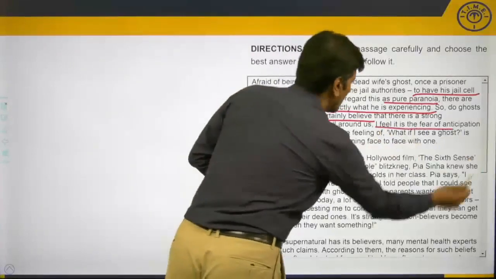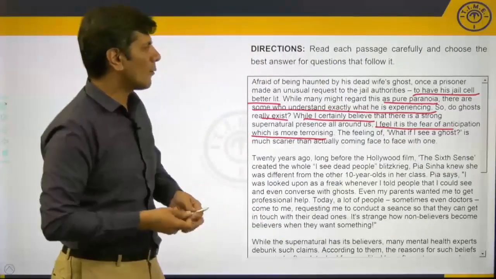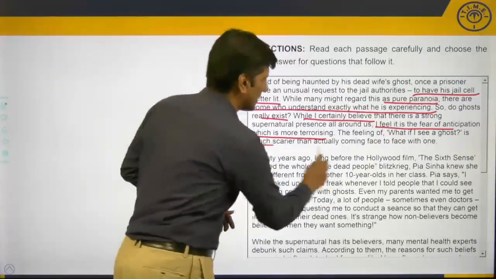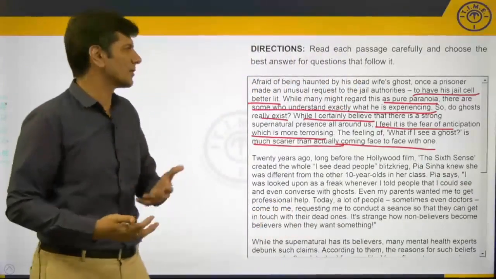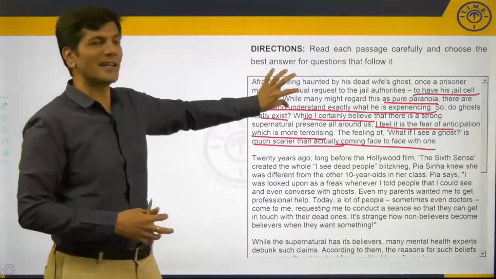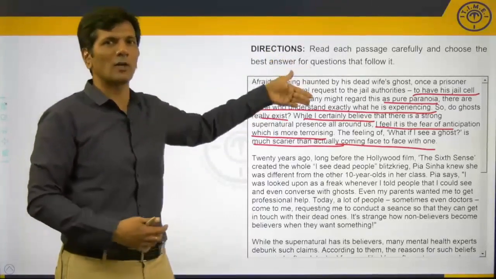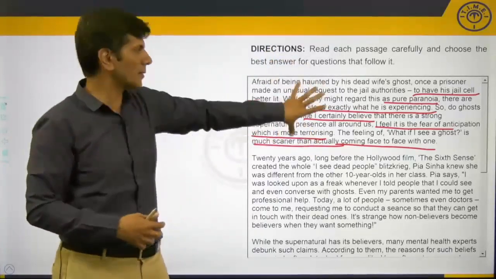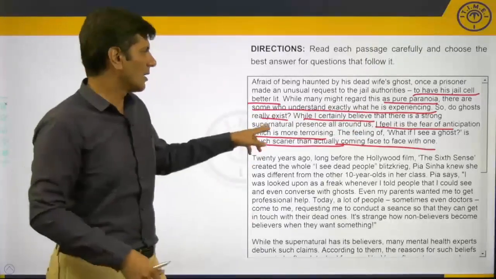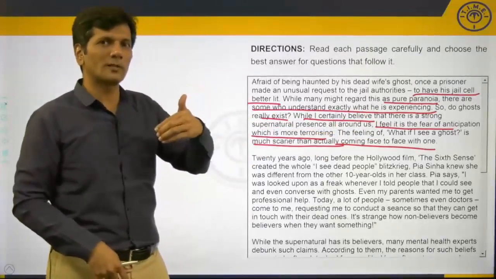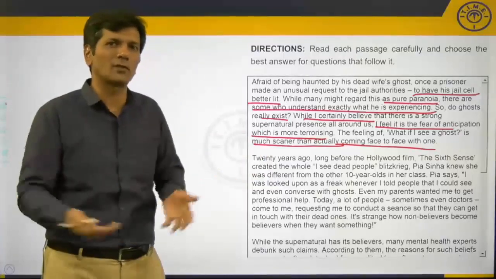While I certainly believe that there is a strong supernatural presence all around us, so here when you notice, while I certainly believe, it's the author now talking to the reader. I feel it is a fear of anticipation which is more terrorizing. The feeling of what if I see a ghost is much scarier than actually coming face to face with one. So what's the key takeaway from the first paragraph? You'll understand that the first sentence is really no more important for us because this is just giving you a background behind what the author is trying to convey to us. So the author wants to convey from this first paragraph that he believes that there is some kind of a supernatural presence, but it's got more to do with the fear. So what fear precedes what? What fear is scarier than which fear?